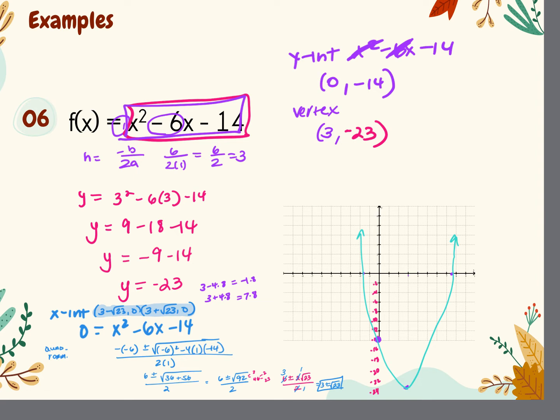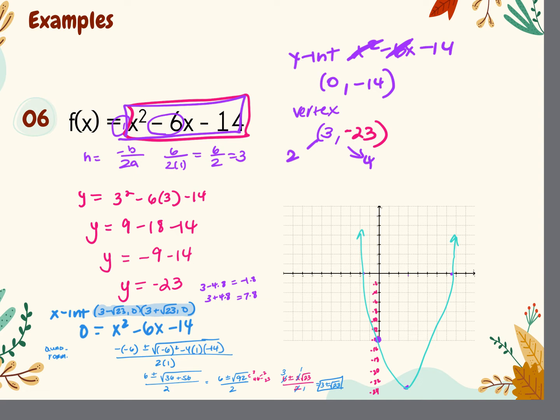Questions on that one? If it didn't ask for your x-intercepts, you could also just plot a point to the left and the right of the vertex. We're doing it to practice it, but if it doesn't ask for it, then you could literally just have plugged in positive 2 and positive 4 and then seen where those coordinate points were, okay? You can also do it that way. Most likely it's going to ask for your intercepts, so that's why you want to practice those.